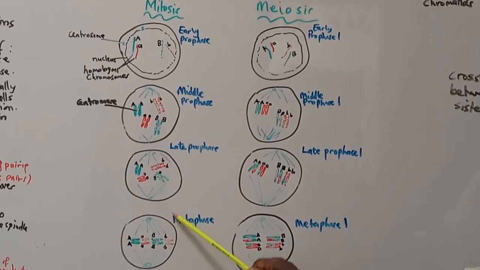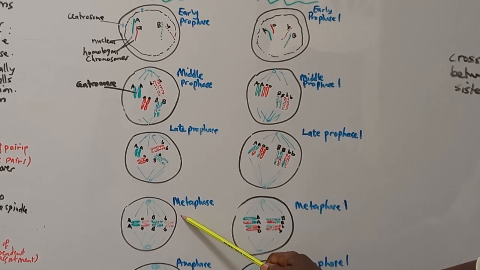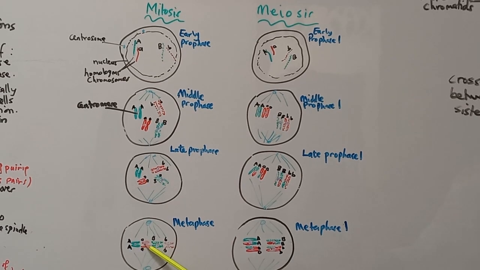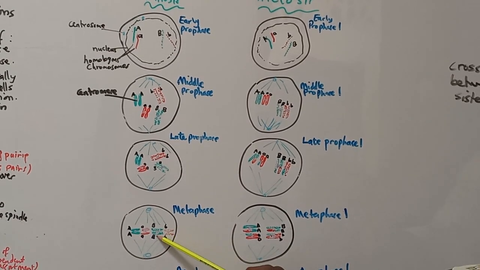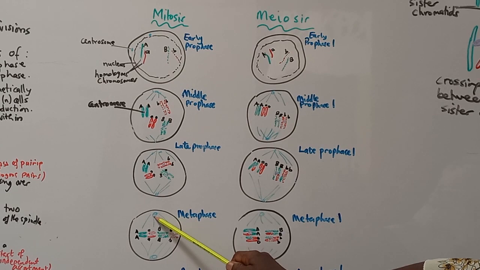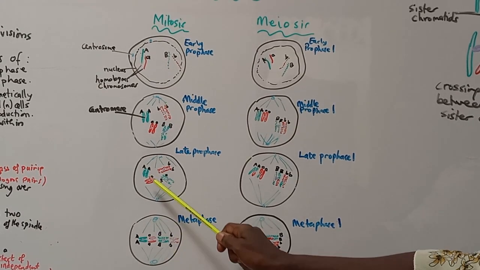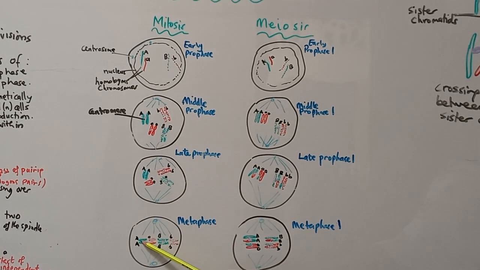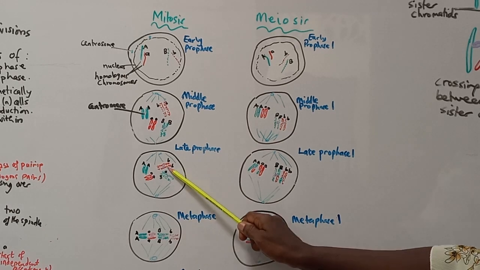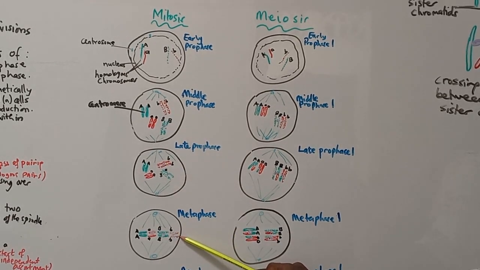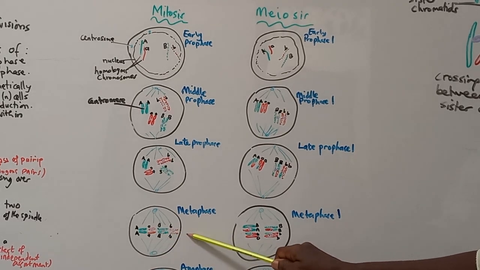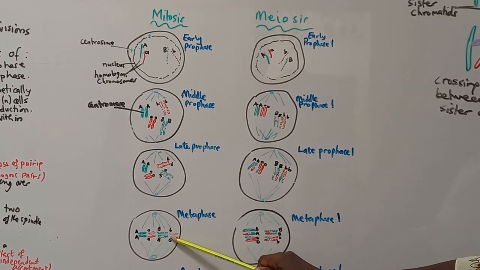Then at metaphase in mitosis, you see the homologous chromosomes are arranged in a single line at the equator of the spindle. Here's the spindle, here's the spindle. So at the equator of the spindle, this chromosome is here, its homologous pair is here, this chromosome is here, its homologous is here. So the chromosomes are arranged in a single row at the equator of the spindle.